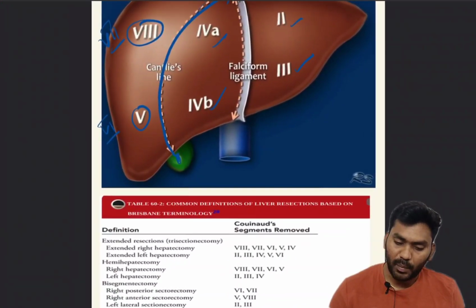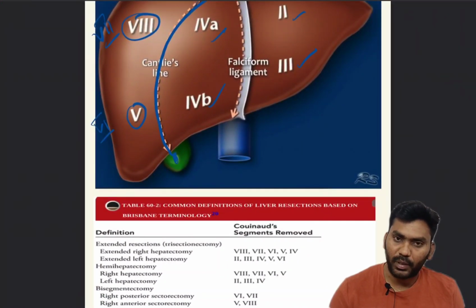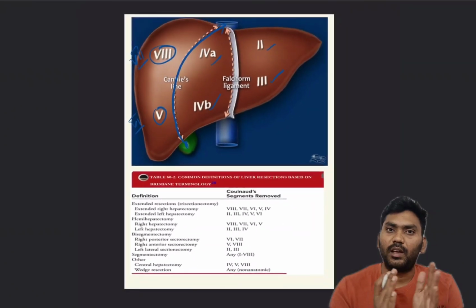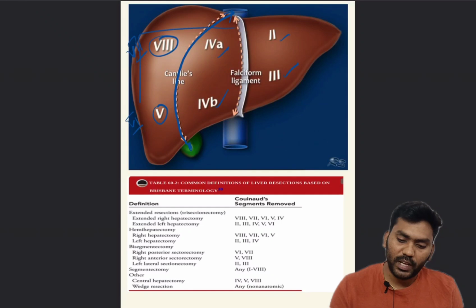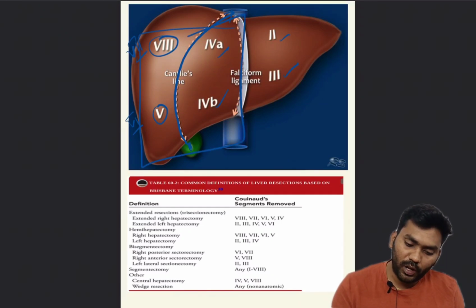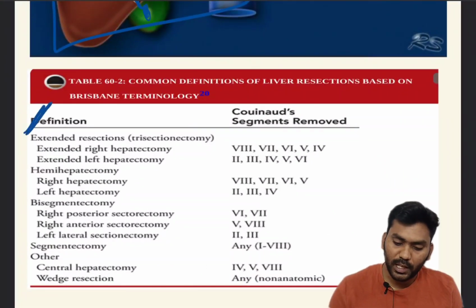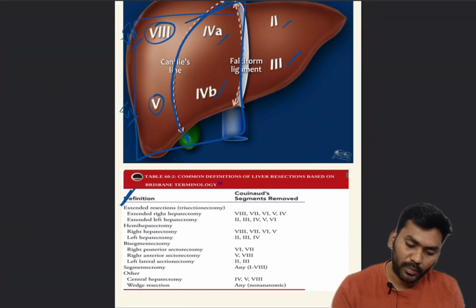Okay, central hepatectomy. If you talk about central hepatectomy, it means removal of the liver segments lying close to Cantlie's line. So removal of 4A, 4B and 5 and 8 is called central hepatectomy. So this is the important table you should remember.